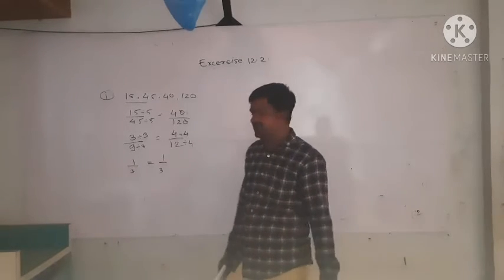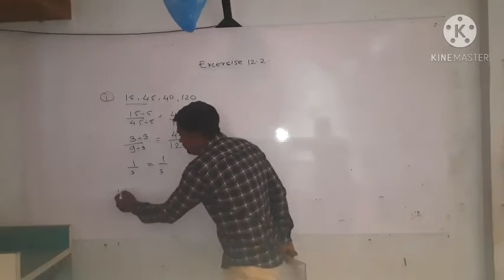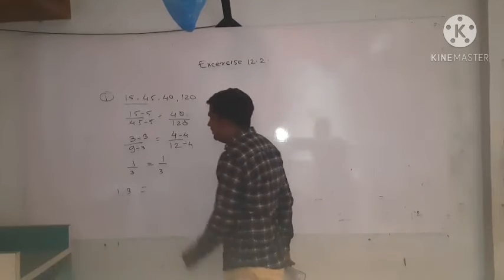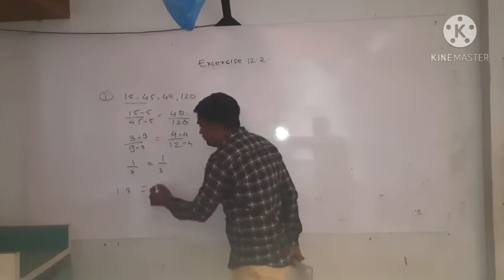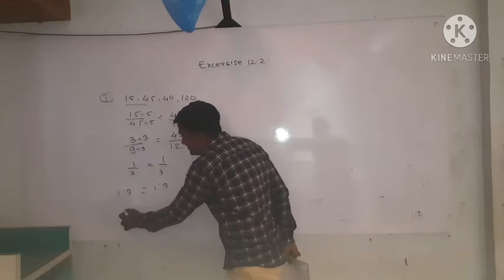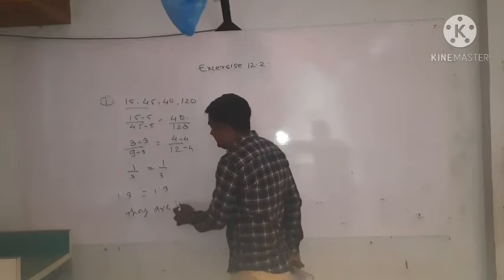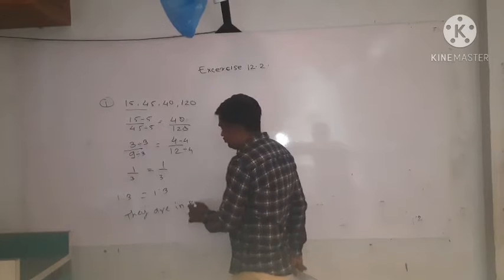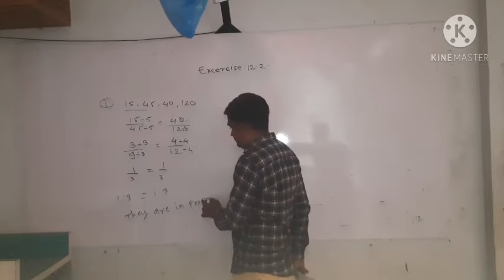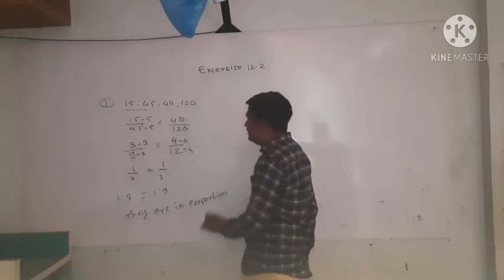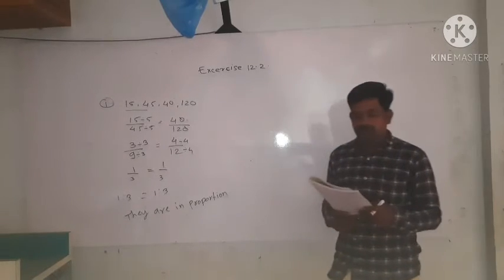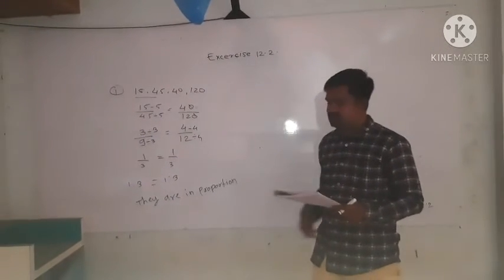Now both places are same, so what is the answer? 1:3 is equal to 1:3. So what can we say? They are in proportion. Okay, remaining examples, same way you can solve.